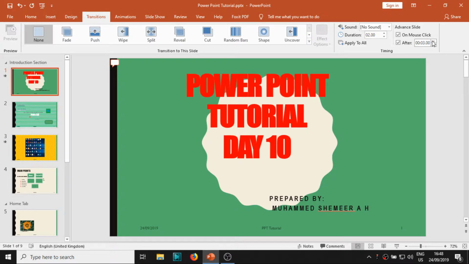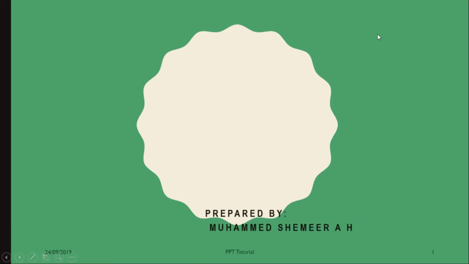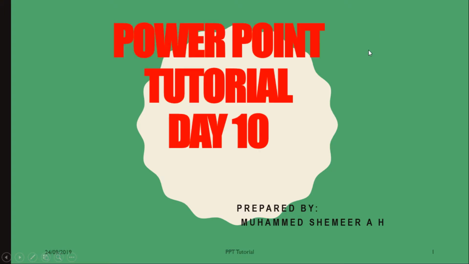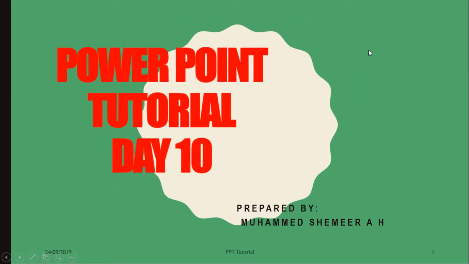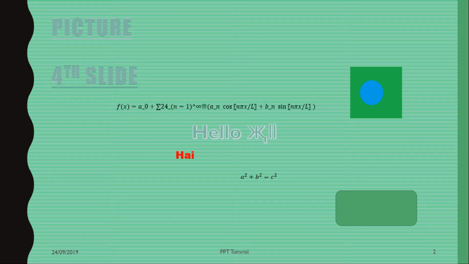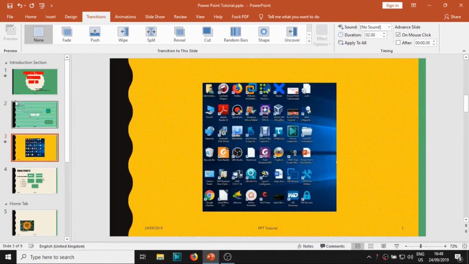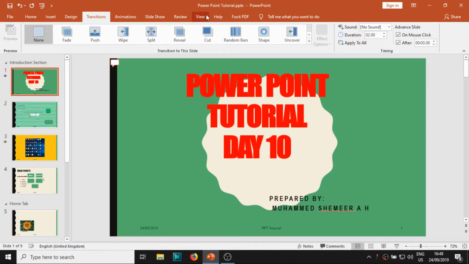Okay, after 3 seconds it should move to the next slide. After 2 seconds it should move to the next slide. Now I'm going to show the animation. After we finish the animation, after 3 seconds it automatically turns to the next slide. After 2 seconds the third slide has been displayed.